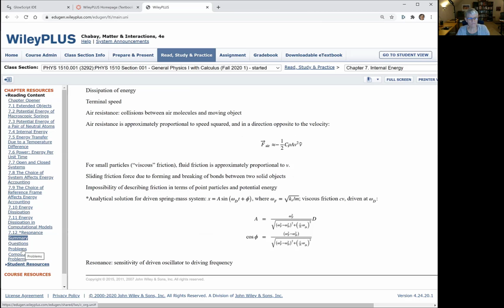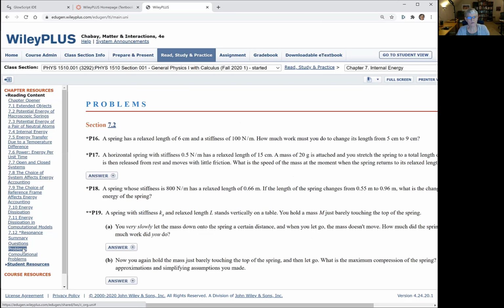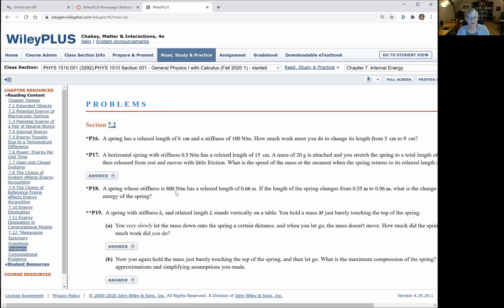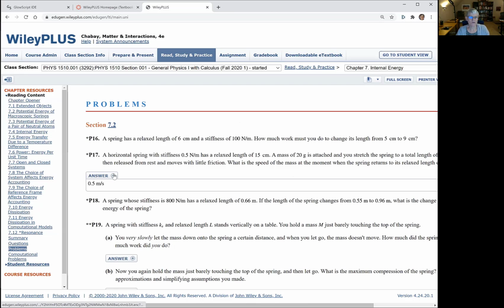There are all of the homework problems also here in this book, and you'll find that all of the odd numbered problems actually have answers. So if you're looking for a way to get more practice, you can work these odd numbered problems and then see the answer to make sure that you've done it correctly.